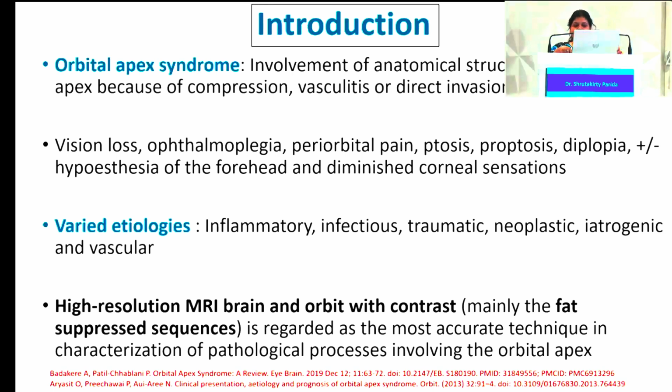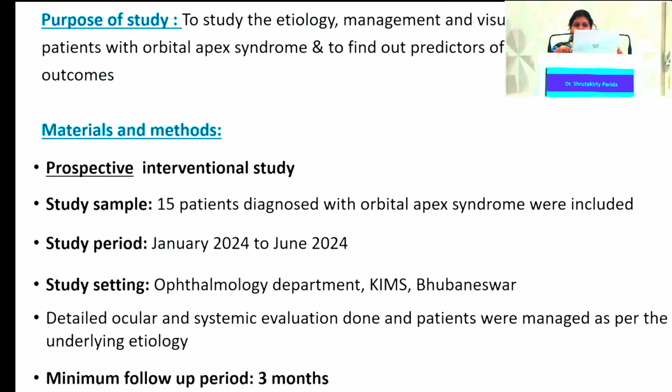High-resolution contrast-enhanced MRI brain and orbit, mainly the fat-sat scans, help in the most accurate characterization of the pathological processes involving the orbital apex. The aim of the study was to determine the etiology, management, and visual prognosis in patients with orbital apex syndrome and to find out the predictors of final visual outcomes.